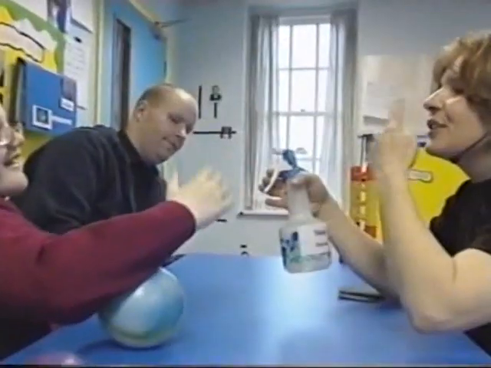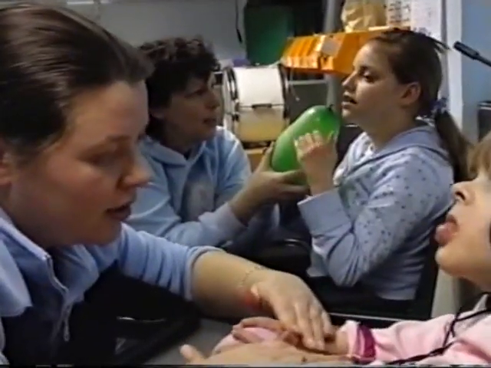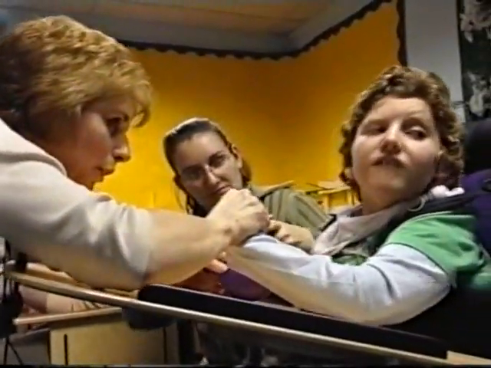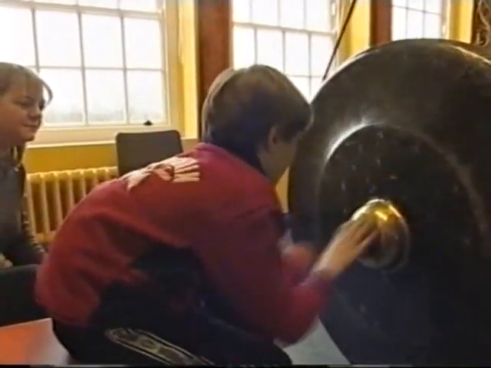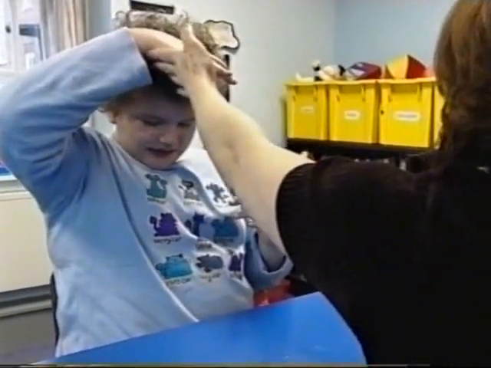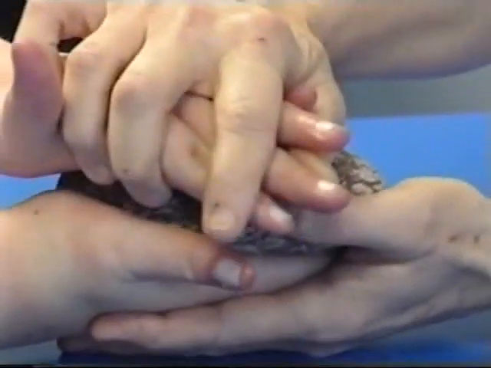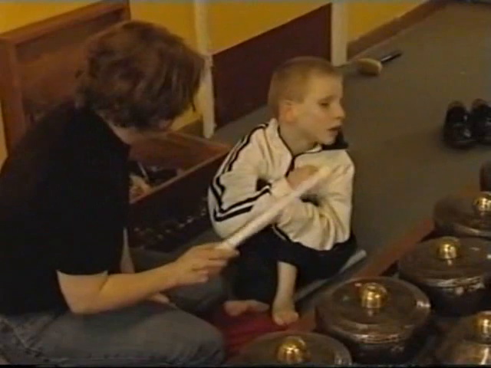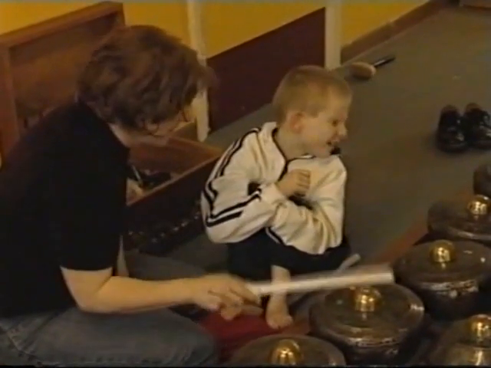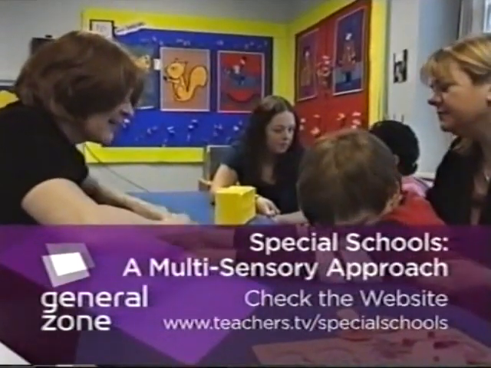Witness teaching at its most challenging. The students within this group all have profound and multiple learning difficulties, but we differentiate the curriculum for each individual child. Creative ways of bringing pupils out of their shell. We use what's called a multi-sensory approach because we need as many ways as possible to give information to children. Special schools. Check the website for details.